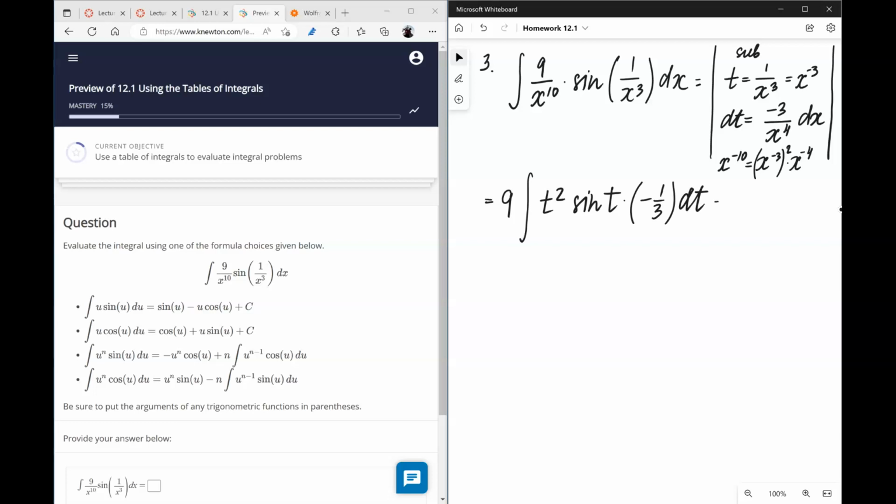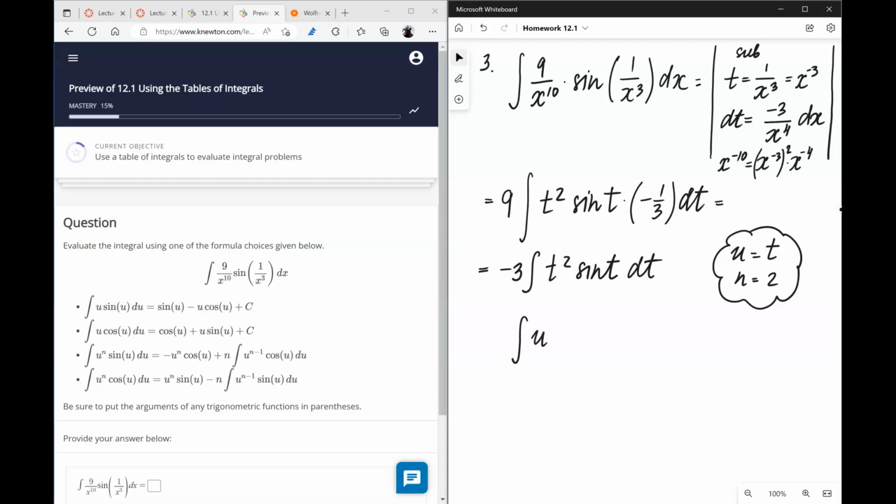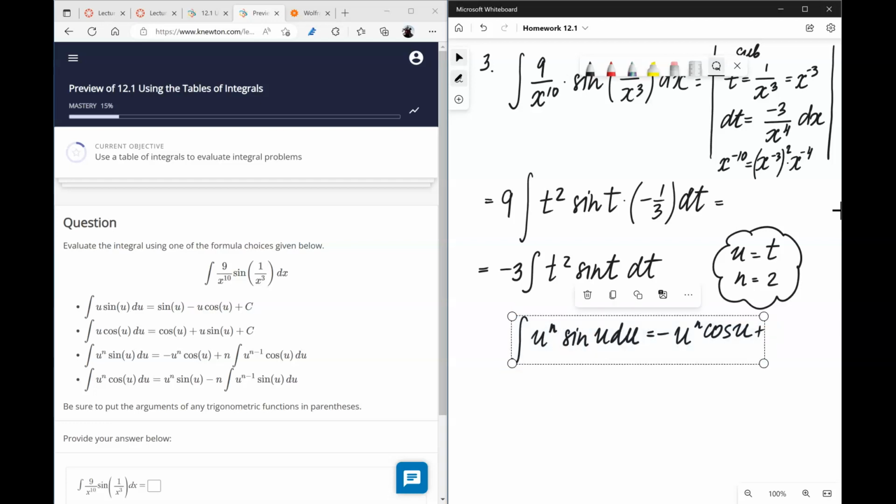Taking out negative 3, we now clearly see which pattern to use. All we have to do is to think of u to be t, and to think of n to be equal to 2. And then we can use this formula that says the integral of u to the n sine u du is equal to negative u to the power n cosine u plus, we have a recursive formula.